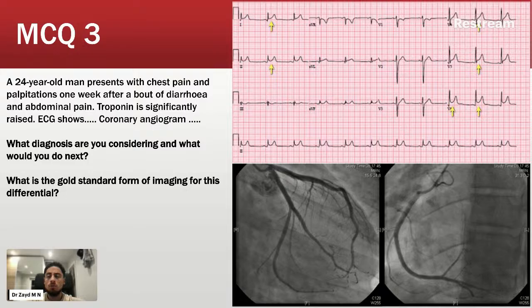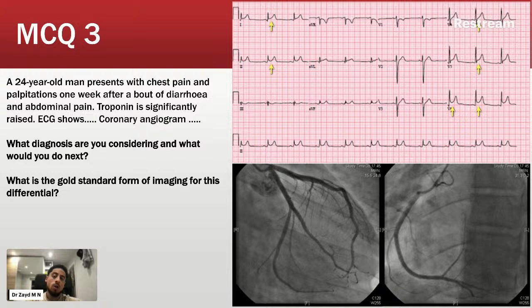We have a 24-year-old gentleman presenting with chest pain and palpitations, 1 week after he's had a bout of diarrhea and abdominal pain. Troponin is significantly raised, around 200. ECG is done and coronary angiogram is done. My first question would be, why would you do a coronary angiogram in a 24-year-old gentleman? No cardiac history, but he's presenting with chest pain and palpitations.